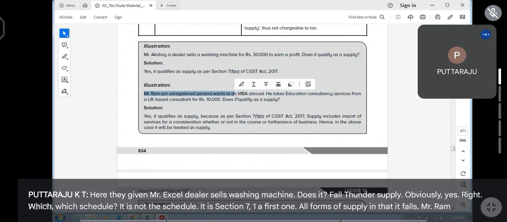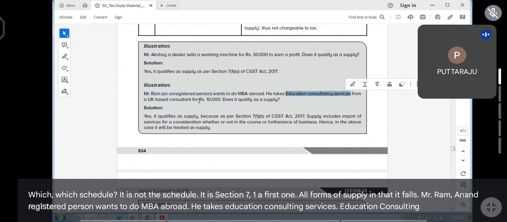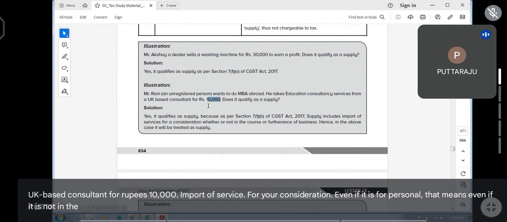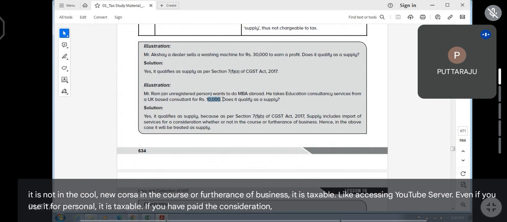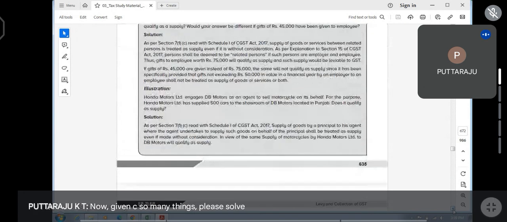Mr. Ram, an unregistered person, wants to do an MBA abroad. He takes education consulting services from a UK-based consultant for rupees 10,000. It is an import of service for a consideration, even if it is for personal use. That means even if it is not in the course or furtherance of business, it is taxable. Like accessing a YouTube server, even if you use it for personal use, it is taxable. Now, if you have paid the consideration, the same logic you need to apply for this. They have given so many things. Please solve all these things. Okay?